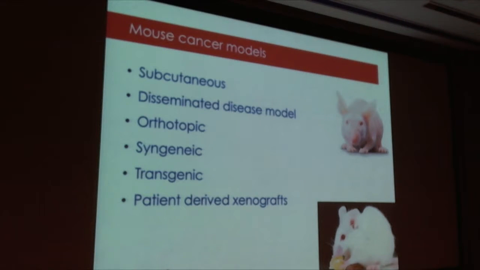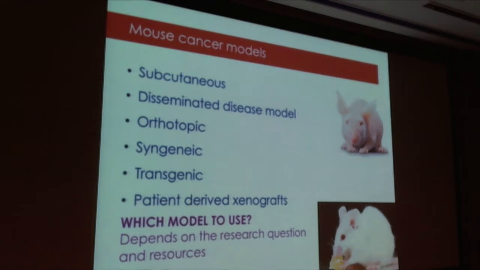so I'm going to move away from 3D models to some mouse models of cancer, because I thought it would be beneficial to just talk about the pros and cons of the different types of models. Many of you would be familiar with the subcutaneous tumour models. We'll be talking about disseminated disease model, orthotopic, syngeneic, transgenic. I'll just touch on the patient-derived xenografts as well. But really, which model you can end up using, it really comes down to the question you're asking and what you're trying to address in your system.